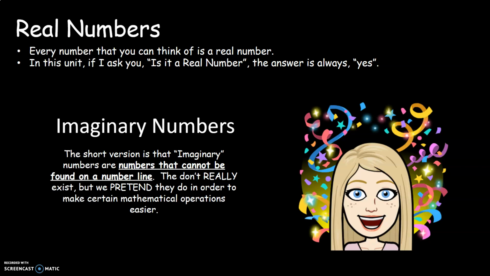Basically, this is the short version, but imaginary numbers are numbers that cannot be found on a number line. They don't really exist, but we can pretend they do in order to make other mathematical operations easier. So really, an imaginary number is just going to be the square root of a negative number. So this is just an idea to throw out there at you guys. You do not have to worry about imaginary numbers. We are not going to be discussing them. All you need to know is that every number we will look at this year will be a real number. So anything that we look at is a real number.